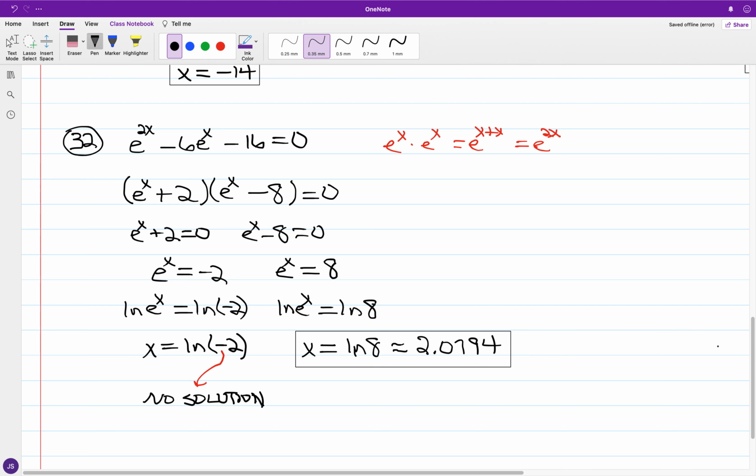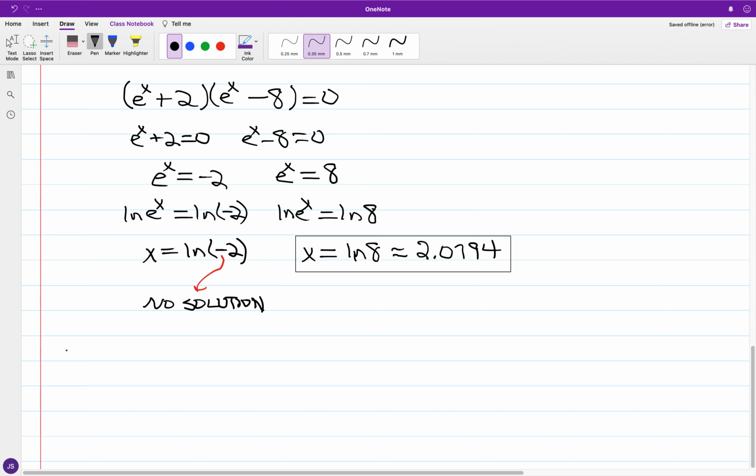Okay, and then looking at what we have for logarithmic equations, we have number 40. So we have the base 10 logarithm of the quantity p squared plus 6p is equal to the base 10 logarithm of 7. And again, whatever we have for p squared plus 6p, that must be positive.